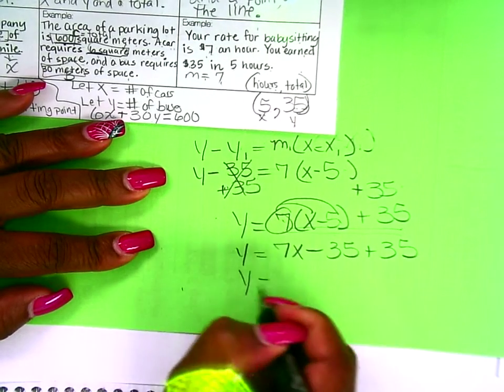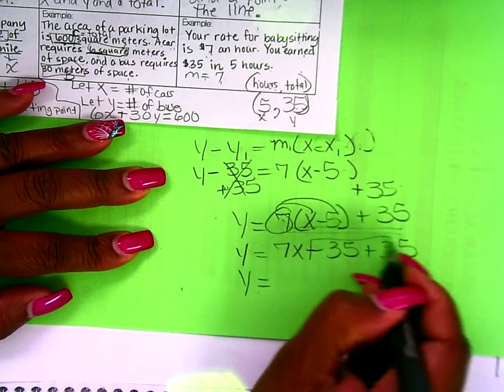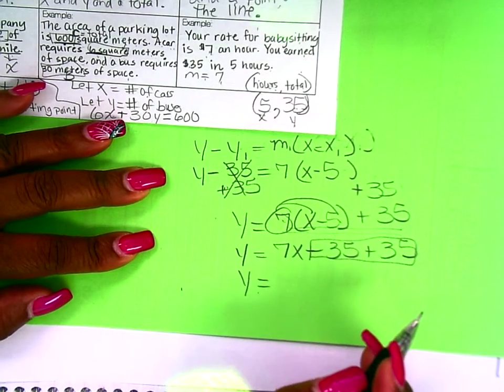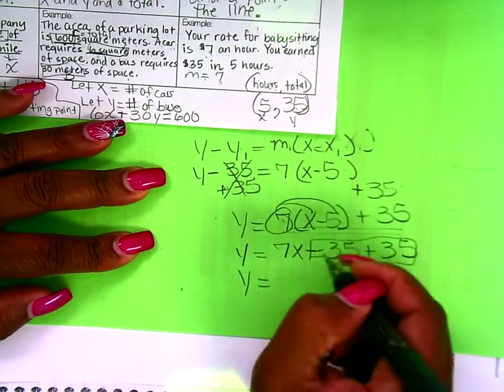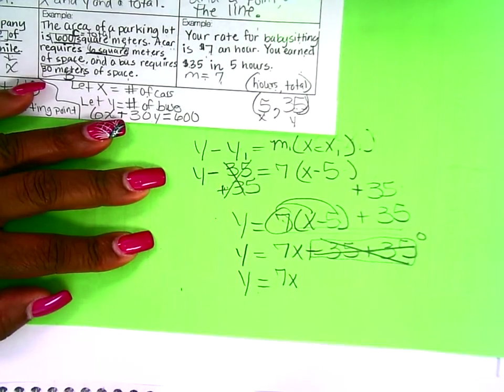So I have y equals, I have like terms: negative 35 plus 35. What do you get when you combine those? 0. They cancel out. It's gone. So that leaves me with y equals 7x.